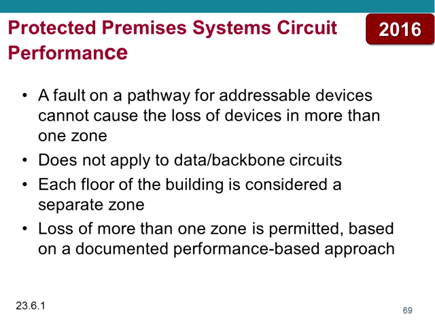What we did in the 2013 cycle was state in the code that you can't lose more than 50 devices on a signaling line circuit, period. So we limited basically all signaling line circuits to 50 devices, which, I won't get into the details of it, was not well received by a lot of folks, and it was heavily debated.